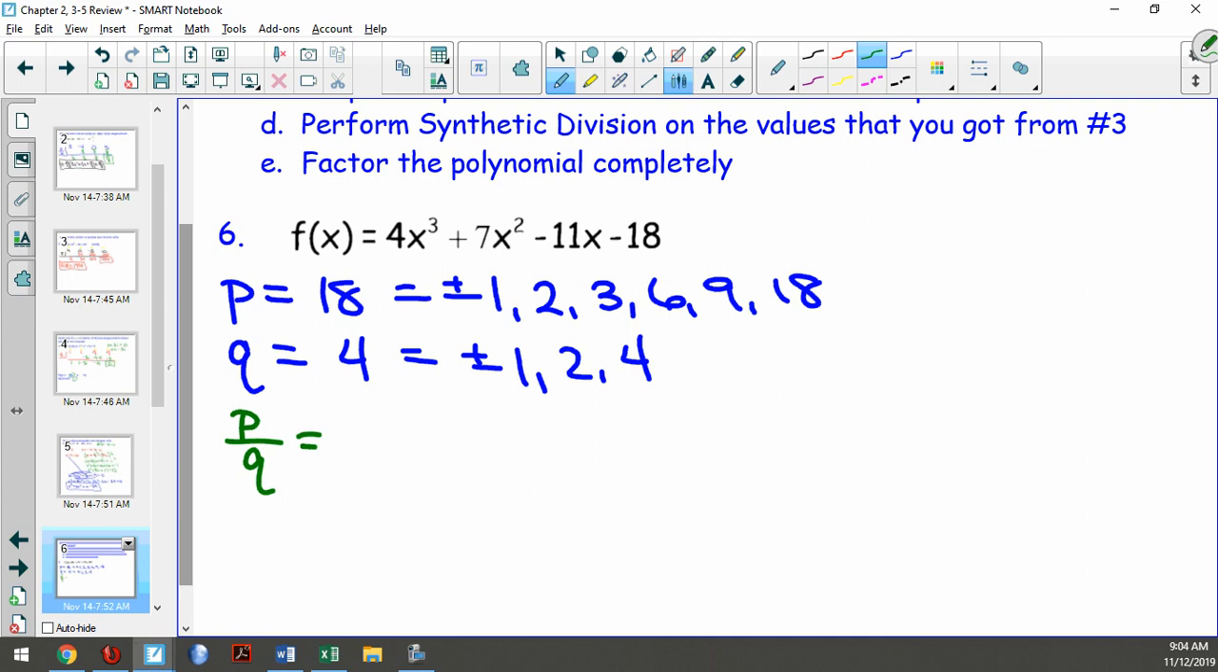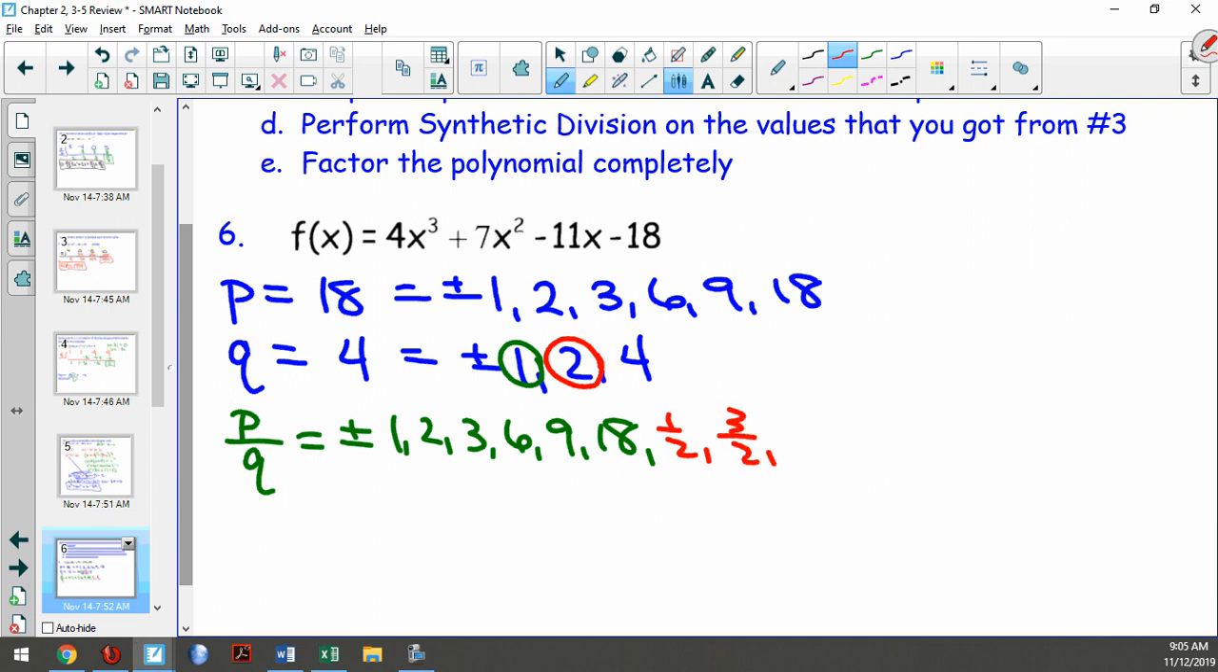P divided by Q is plus or minus. I'm literally going to take every one of those values and divide it by 1. So 1, 2, 3, 6, 9, 18. Now I'm going to take every one of those values and divide them by 2. I am not going to repeat any of the ones that are currently already listed in green. So 1/2 is new. 2 divided by 2 is 1. It's already in the list. 3 divided by 2 is new. 6 divided by 2 is 3. It's in the list. 9 divided by 2 is new. And 18 divided by 2 is 9, and it's already in the list.